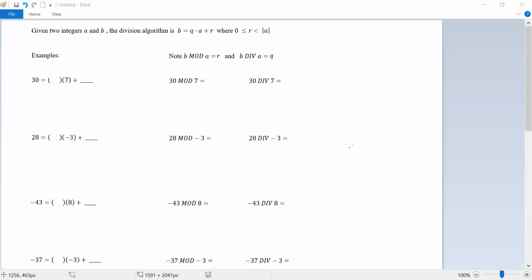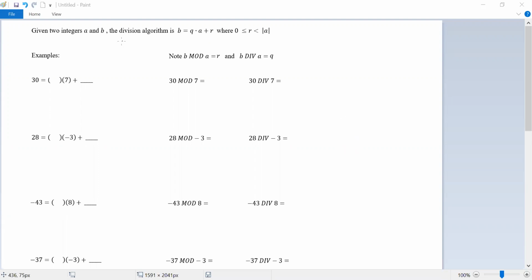Evening. We're going to talk about the division algorithm, mod and div operations, and equivalence modulo. Let's start by giving a definition for the division algorithm.